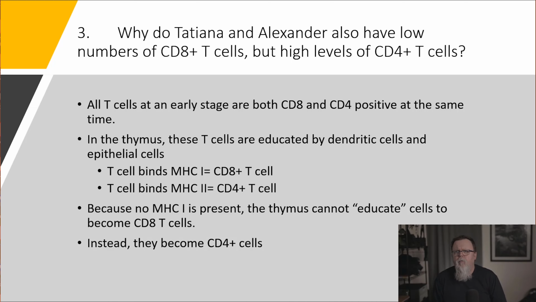And so Tatiana and Alexander have low numbers of CD8 T cells but high levels of CD4 T cells. They have no issue with producing these uneducated T cells. What they have an issue with is the expression of MHC1. It's really low. So for these T cells that are formed, there's more MHC class 2 to bind than MHC class 1 in the thymus. So we end up with high levels of CD4 T cells and really low levels of CD8 T cells.